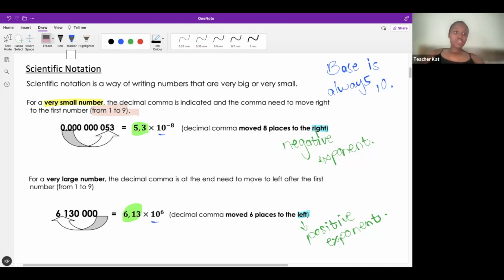And then you just count how many places we moved it. If you look at the first one, 1, 2, 3, 4, 5, 6, 7, 8. That explains where that times 10 to the power of negative 8 comes from. And my second one, if you don't see a comma, it is at the end. So it is here. We're moving it how many times? 1, 2, 3, 4, 5, 6. So that is where the 6 comes from.